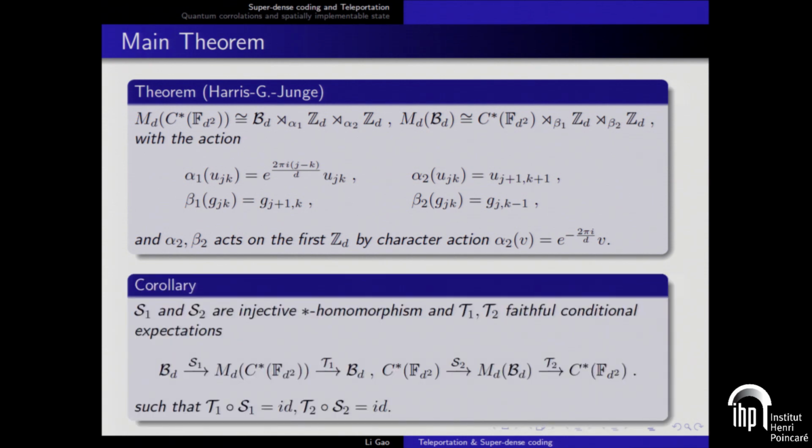With that, it is almost immediate to see the analog of superdense coding and teleportation between these two C-star algebras. The star homomorphisms from the lemma are actually injective, and there is a natural faithful conditional expectation from the cross product to the algebra itself. If you compose these two, you get the identity. So this, we think, is the analog of superdense coding and teleportation in the category of C-star algebras.